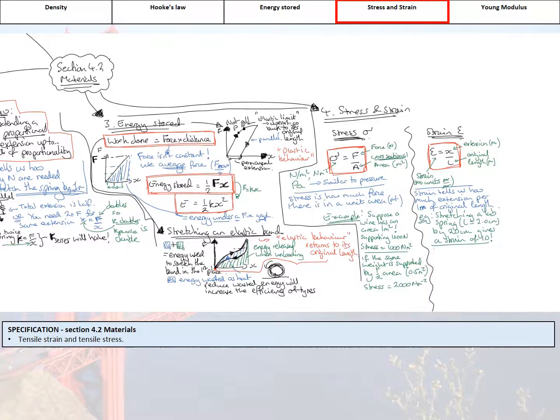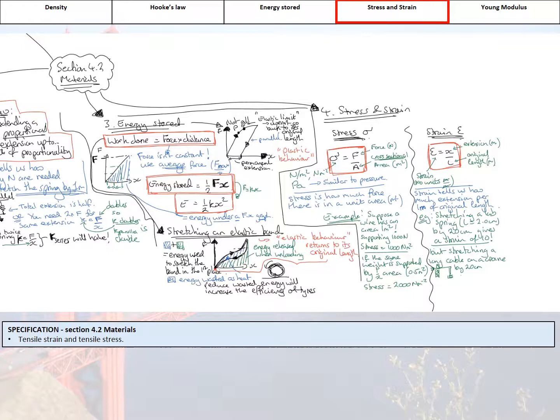Imagine stretching, let's say, the cable on a crane, a long cable on a crane, one of those precarious looking things that looks like it should fall over, but doesn't. Imagine stretching one of those cables on the crane by 20 centimeters. As a proportion to its original length, that's going to be really, really small.